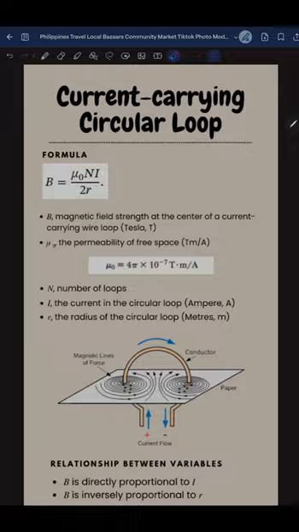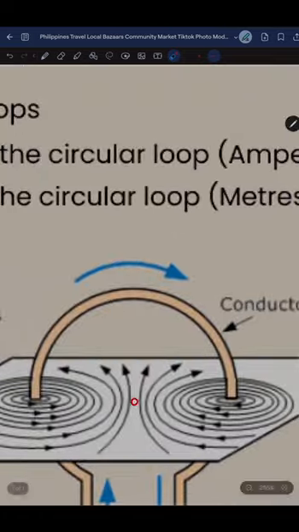Mu naught, which is a constant, refers to the permeability of free space, and its value is given here. The unit for this constant is Tesla meter per ampere. N is the number of loops. I refers to the current in the loop measured in ampere, and R is the radius of the loop measured in meters, which we can determine by measuring the distance from the center of the loop until here.